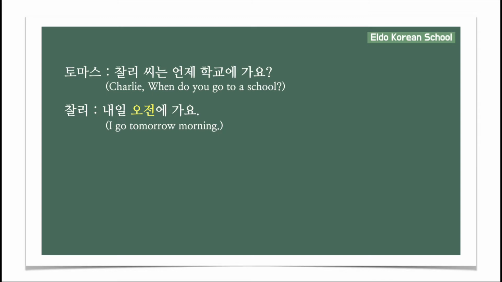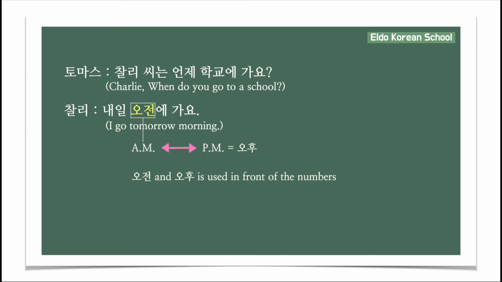In this conversation, Thomas asked, 찰리 씨는 언제 학교에 가요? And Charlie answered, 내일 오전에 가요. In here, 오전 means morning, which is a.m., and the afternoon is 오후, which is p.m. In English, a.m. and p.m. are attached behind the numbers. However, in Korean, 오전 and 오후 are used in front of the numbers. For example, 오전 3시, 오후 5시, 오전 6시.